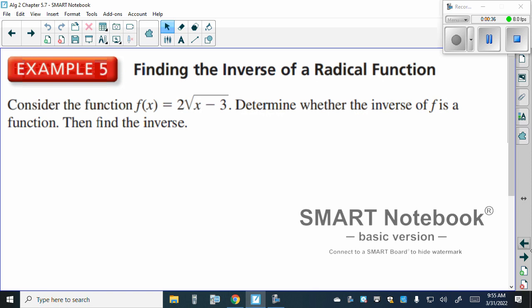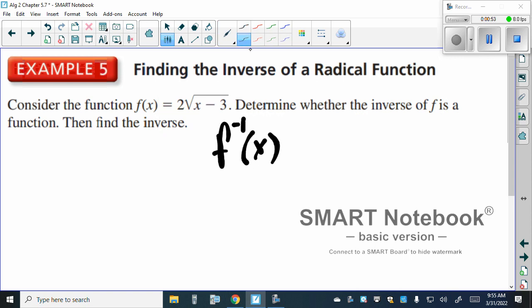So I know this is the problem we stopped on yesterday, looking at this function here and determining if it has an inverse and then finding it. Because we did this problem here and found that f inverse of x is equal to x squared over 4 plus 3. And this is the function that we got.